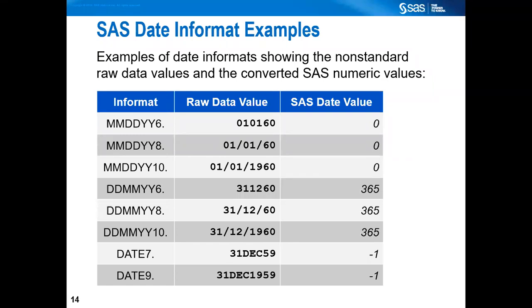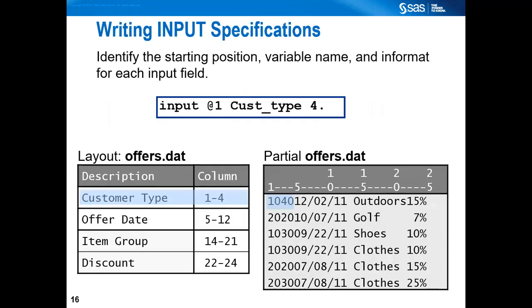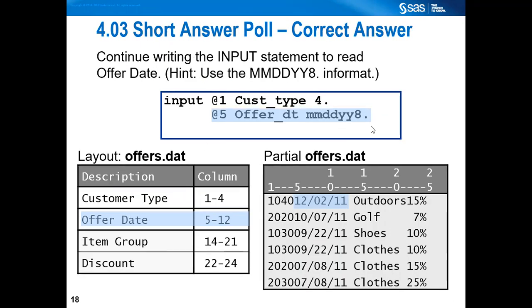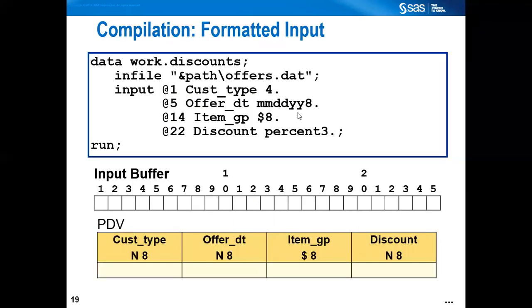YY6, not oblique 6. Yes. So this is what you will give it as @5 offer date MMDDYY. Look at the date. Is this year with 4 digits? No, it is two digits. So it could be MMDDYY 8 dot. That's what it would be. The same, you can fill it up.